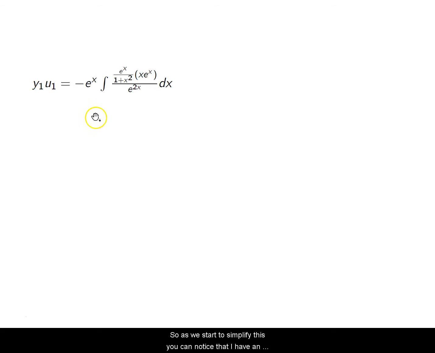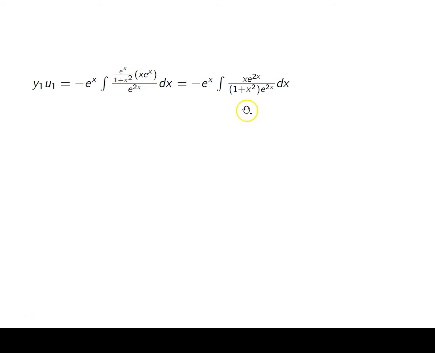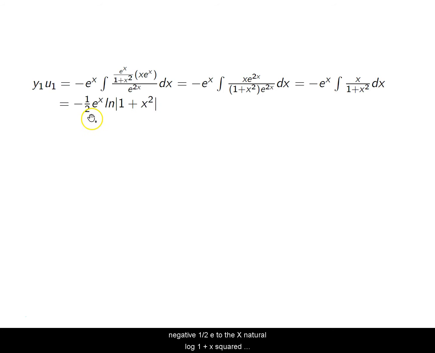As we start to simplify this, you can notice that I have an e to the x times another e to the x here, which is e to the 2x. I already have that on the bottom, so that cancels out. I got negative e to the x times the integral of x over 1 plus x squared. You can do a u sub here. We're not going over techniques of integration anymore. We've done a lot of integration, and that's calculus 2 stuff. So you should get negative 1/2 e to the x natural log 1 plus x squared.